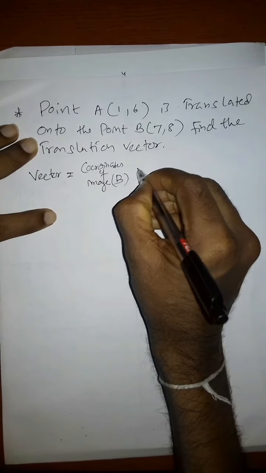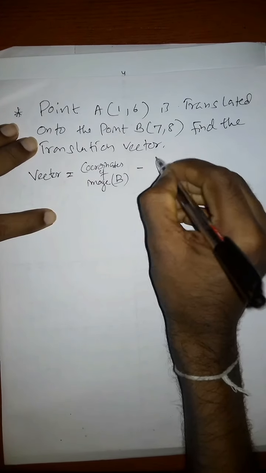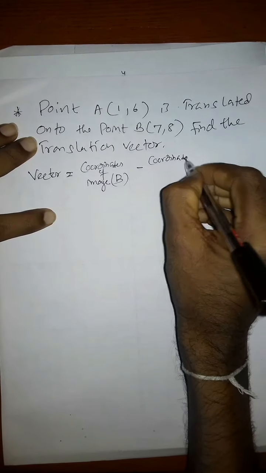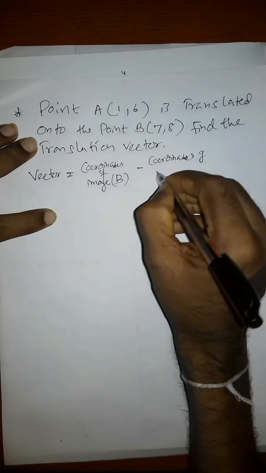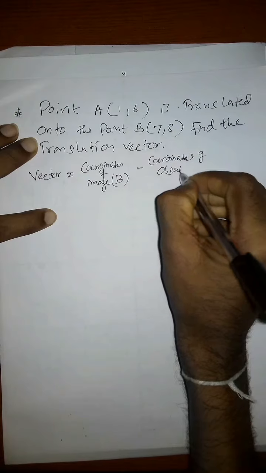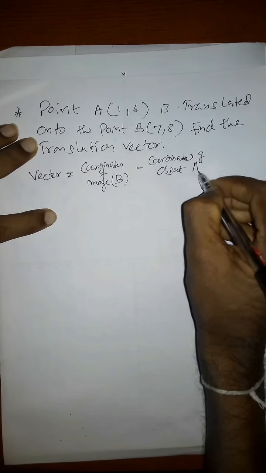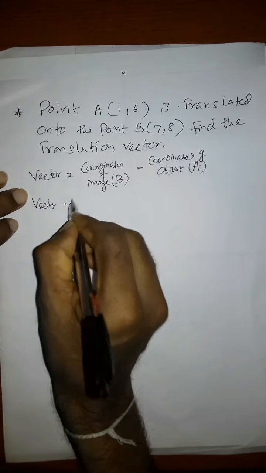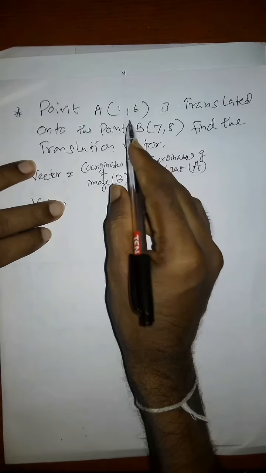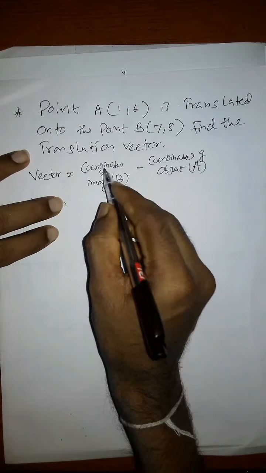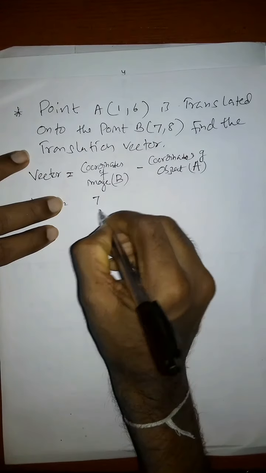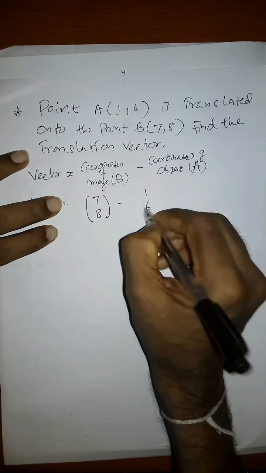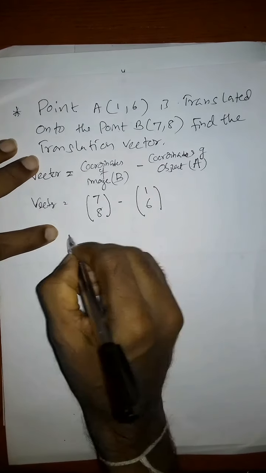Minus coordinates of object. What is this here? A. Now you write the vector. You write the coordinates in column form like this. Coordinates of the image is (7, 8). Coordinates of the object is (1, 6). Then you can find the vector.